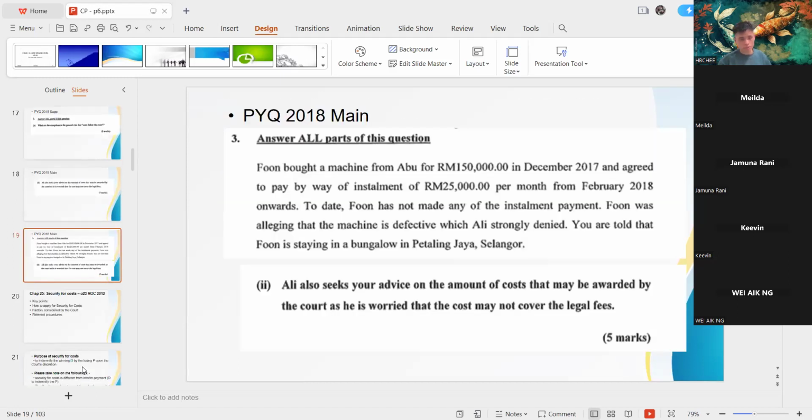So this is what the cost chapter is about, and how the exam question looks like. Is everyone okay before I move to the next chapter?